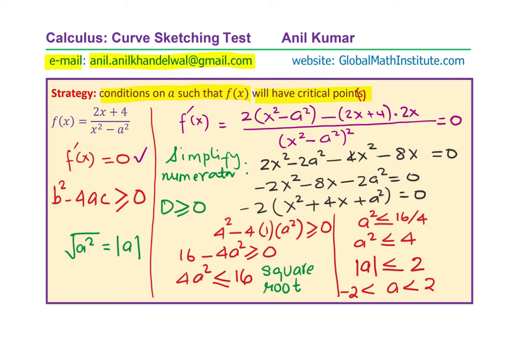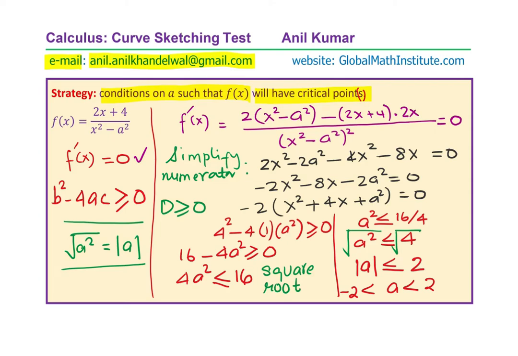At this stage, we did square root on both the sides, correct? And you know, square root of a square is absolute value of x. So that is the condition which we get on the given function. Is that clear to you?